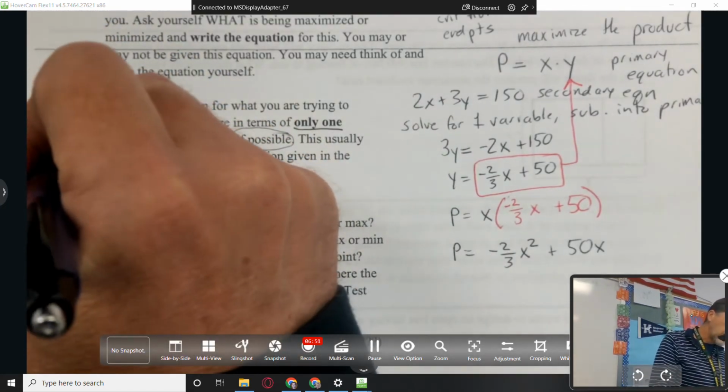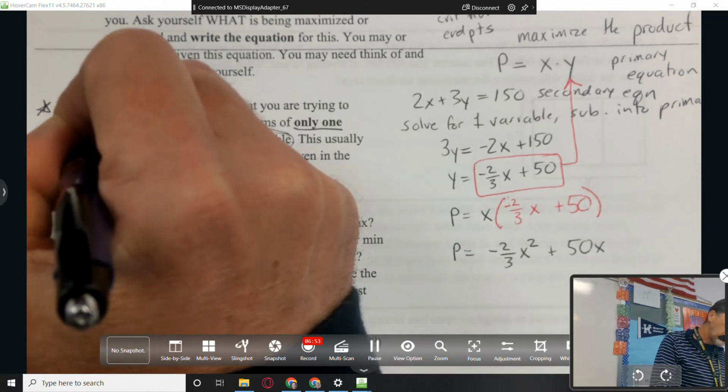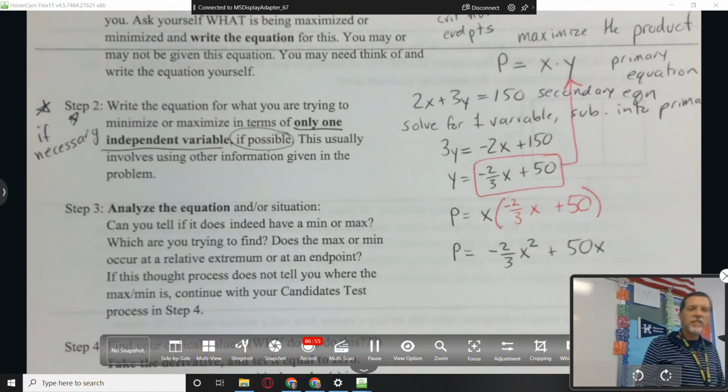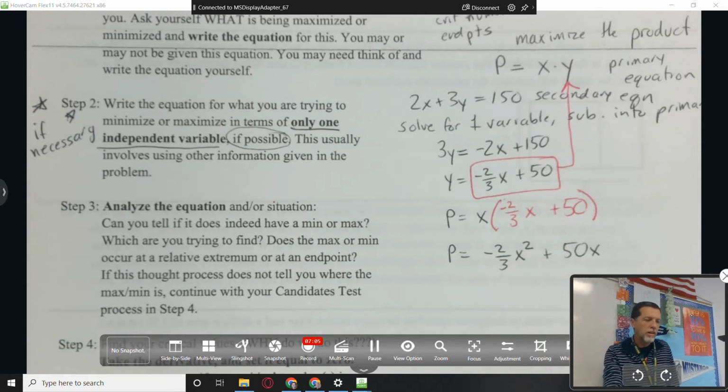Okay, a little side note on step 2. If necessary. Sometimes they give you an equation that only has one independent variable in it. We like those because then you don't have to do this step. It's kind of ready to go.